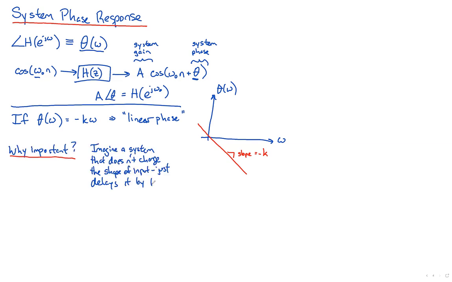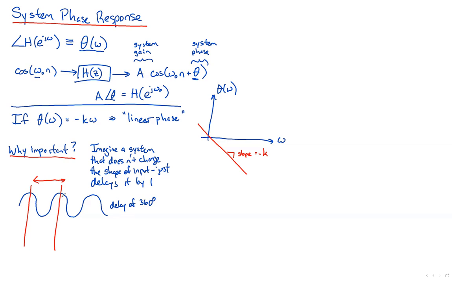To understand why linear phase response is important, imagine a system that we want to design that doesn't change the shape of the input. It just simply delays it by 1 unit. Now think about what that means in terms of how much it delays the phase, what its phase function is. If we want to delay this thing by 1 unit, by this much, no matter what its frequency is, then for this low frequency, that's equivalent to a delay of 360 degrees. You can see it's one exact cycle.